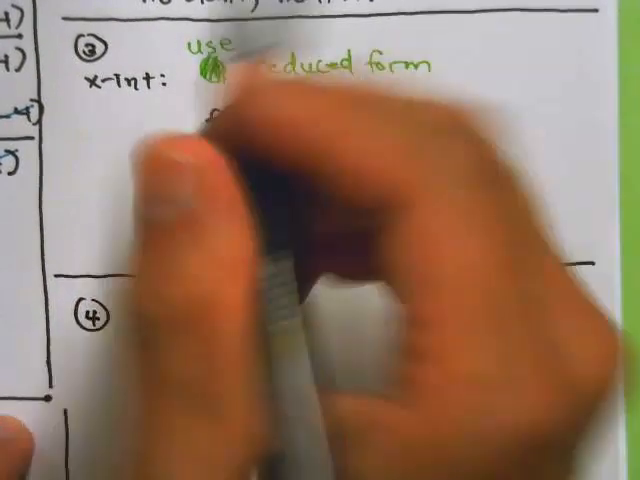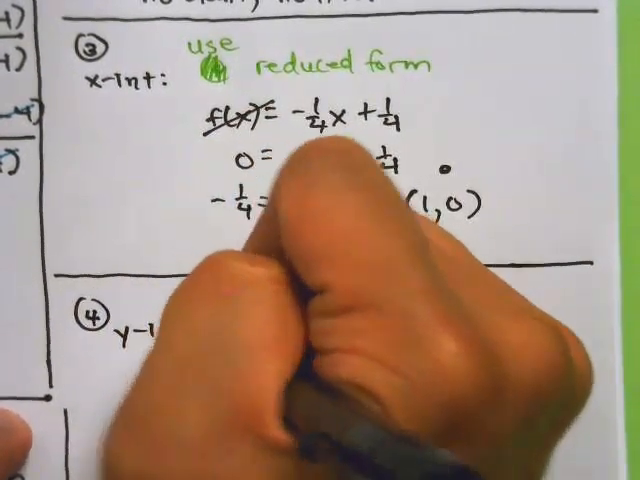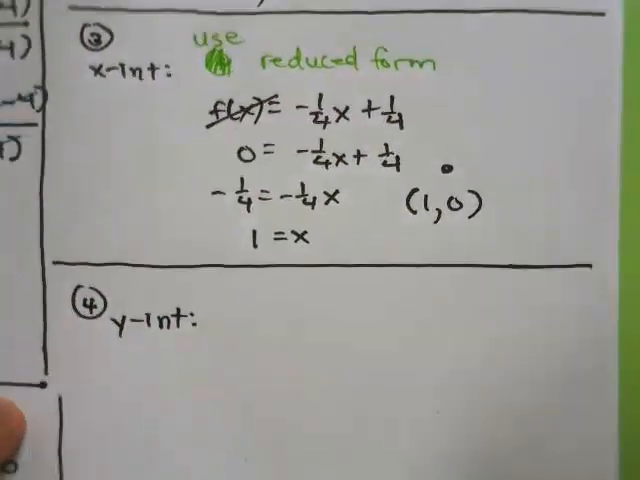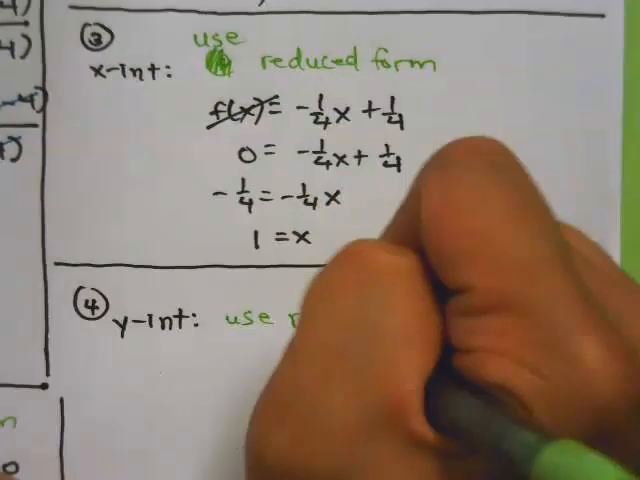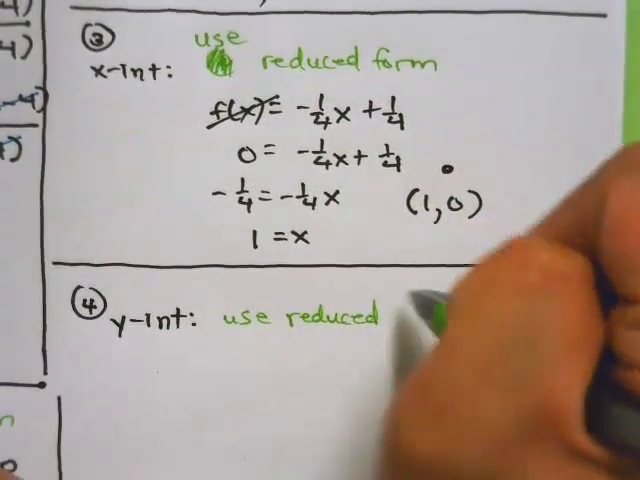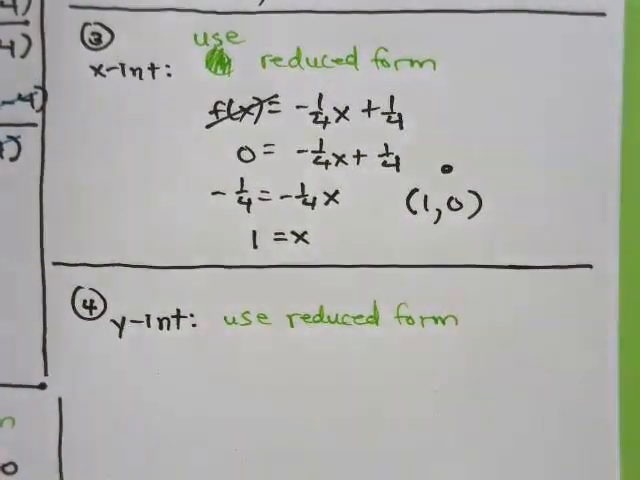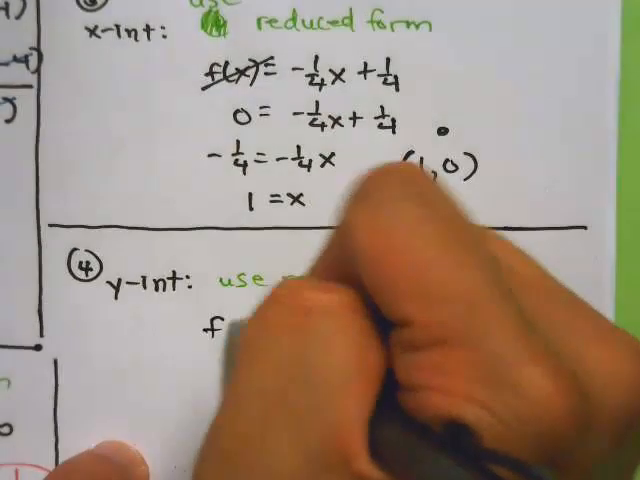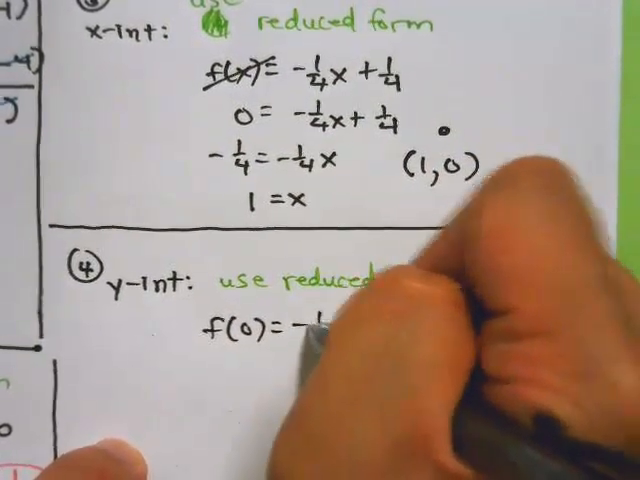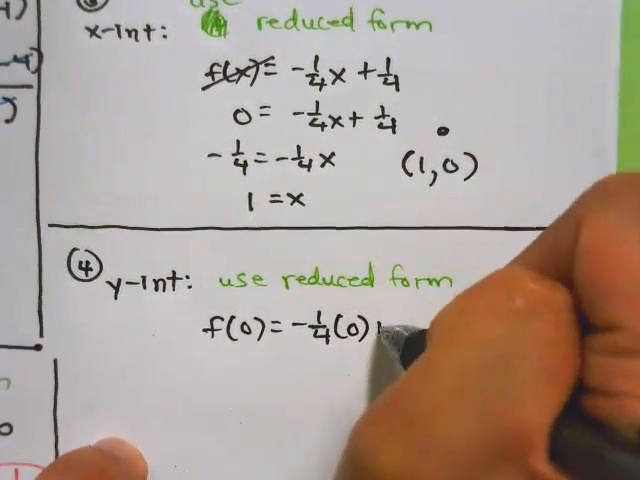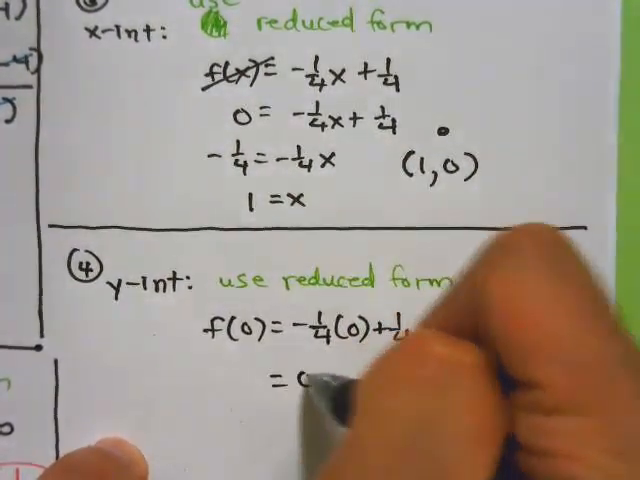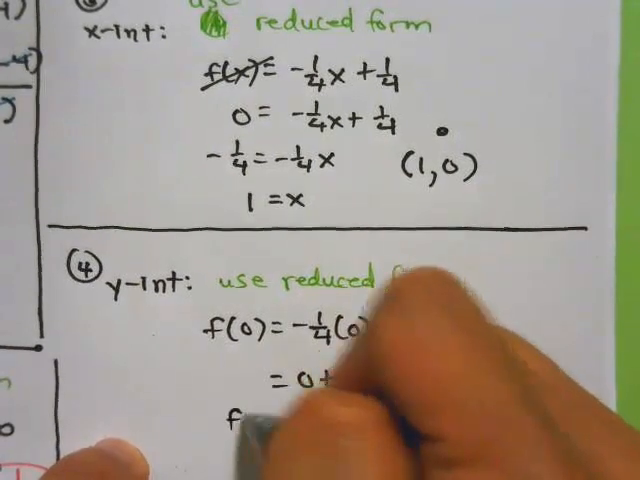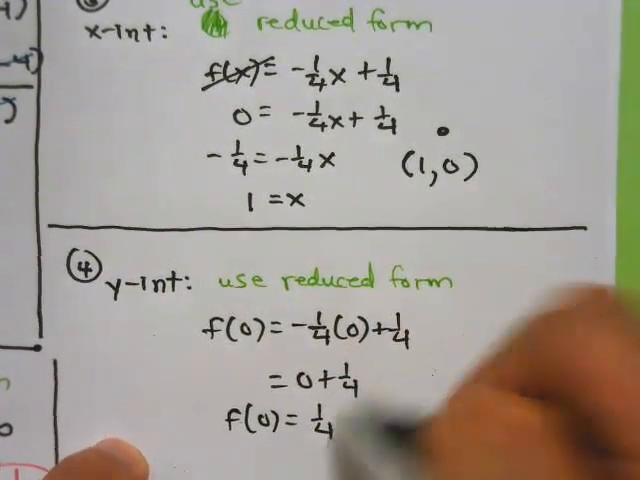Last but not least, and then you'll get into the last video, your y-intercept. Also use your reduced form, because it's just going to be a little bit easier to plug in your x value. Okay, so f of 0 is equal to negative 1/4 times 0 plus 1/4. This is 0 plus 1/4, so f of 0 is equal to 1/4.